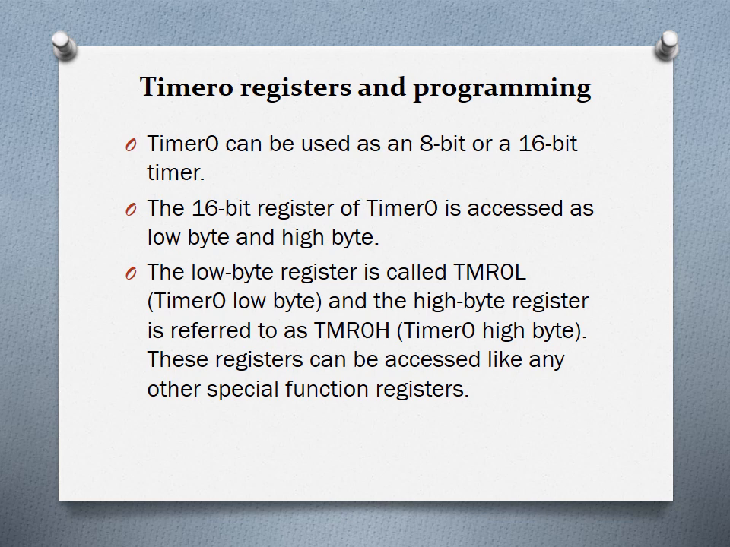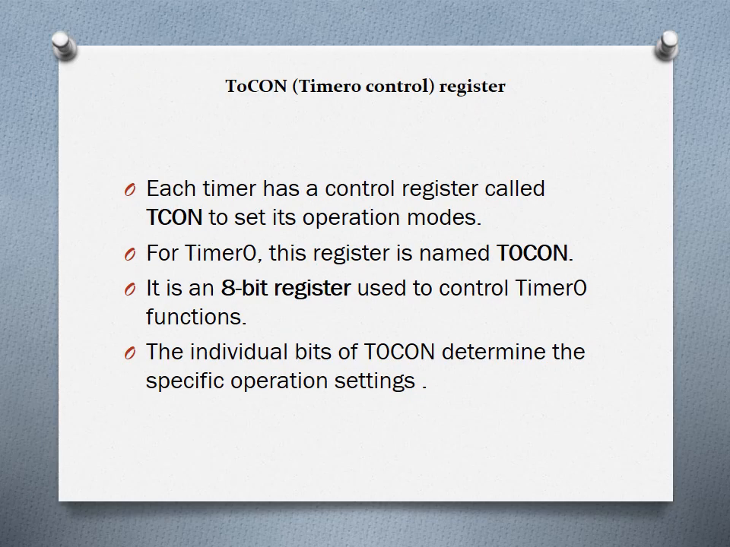For example, Timer 0 can be used as an 8-bit timer or a 16-bit timer. We know that we have an L register and an H register, and each is an 8-bit register. When it is used as an 8-bit timer, TMR0L is used. When it is used as a 16-bit timer, TMR0L and TMR0H have to be used together. And we have a timer control register, called the T0CON register.